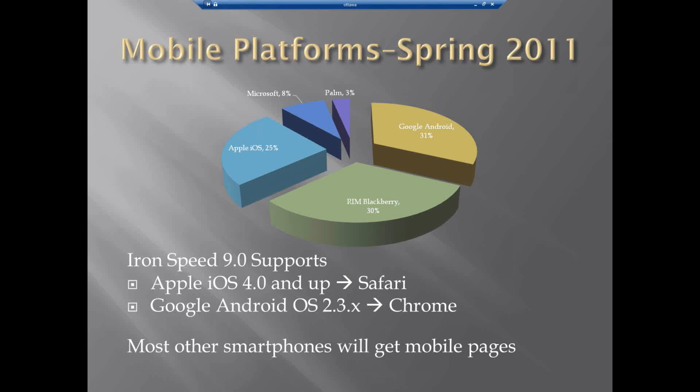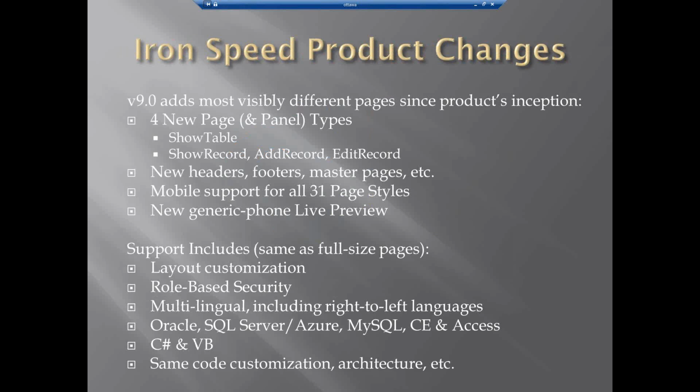The biggest thing is that we've got 4 new page types for mobile, CRUD pages. And these are really the most different page types we've created in a long time because they need to be very simplified to work on the small screen. So see a show table, and I'll show you in just a little while the three record pages that go with that. Now, along with that, there's a set of mobile-specific headers, footers, master pages, menus, and so forth to support that.